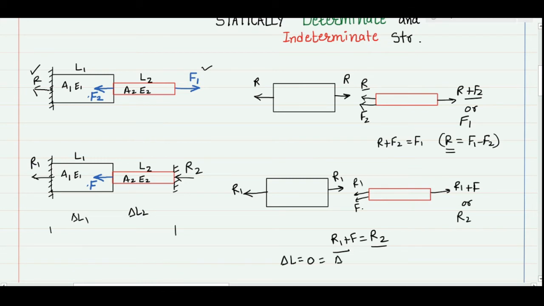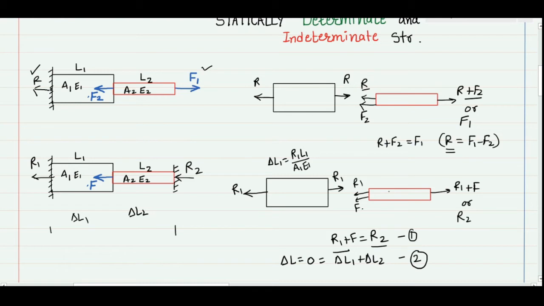But it will be an algebraic sum of L1 plus L2. So now I have two equations, one from the force balance and the second from the deformation. As I have seen here, the first member is subjected to force R1, so I can write the change in length for the first member. That will be what? Force into the length of the member divided by the cross section area and elastic constant.